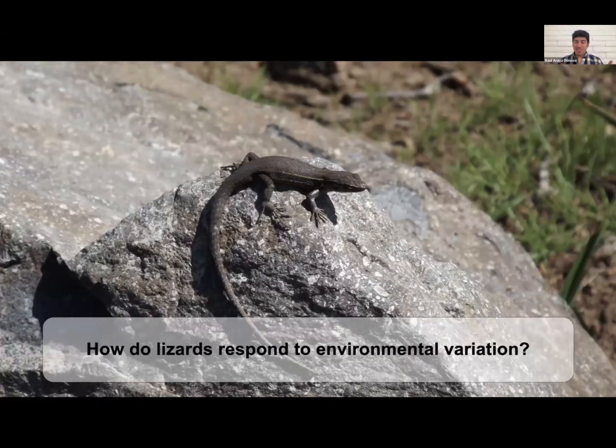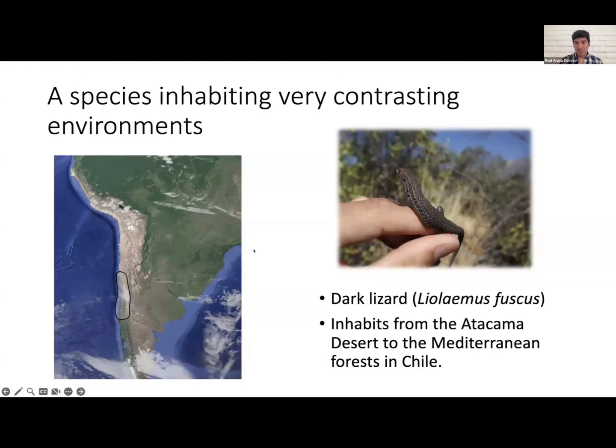So the first study that I'm going to show you is working with Liolaemus lizards from South America. I'm originally from Chile, so I have studied these lizards for a long time. And the question here is, how do lizards respond to environmental variation? And we work with this species. It's called the dark lizard. And it's a tiny species, as you can see, like that's my hand. So it's a very tiny animal.